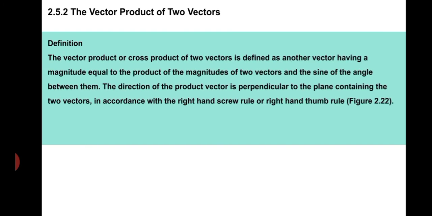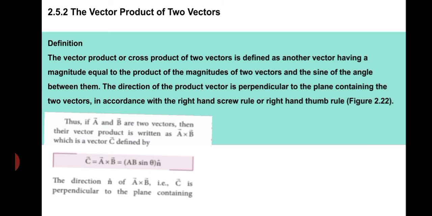Eighth point. The vector product of two vectors. Definition. The vector product or cross product of two vectors is defined as another vector having a magnitude equal to the product of the magnitudes of the two vectors and the sine of the angle between them. The direction of the product vector is perpendicular to the plane containing the two vectors in accordance with the right hand screw rule or right hand thumb rule.